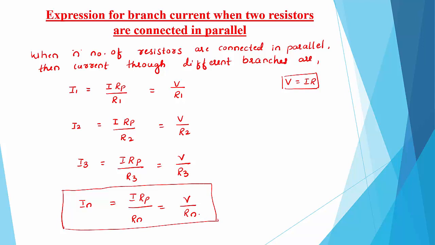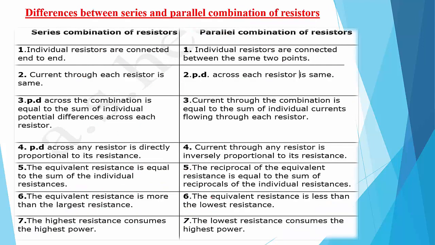I_N equal to I_RP divided by R_N, or V divided by R_N. So this is all about an expression for branch current when two resistors are connected in parallel. Now I am going to explain the differences between series and parallel combination of resistors. We already derived the series combination, the parallel combination, as well as the branch current in parallel combination.